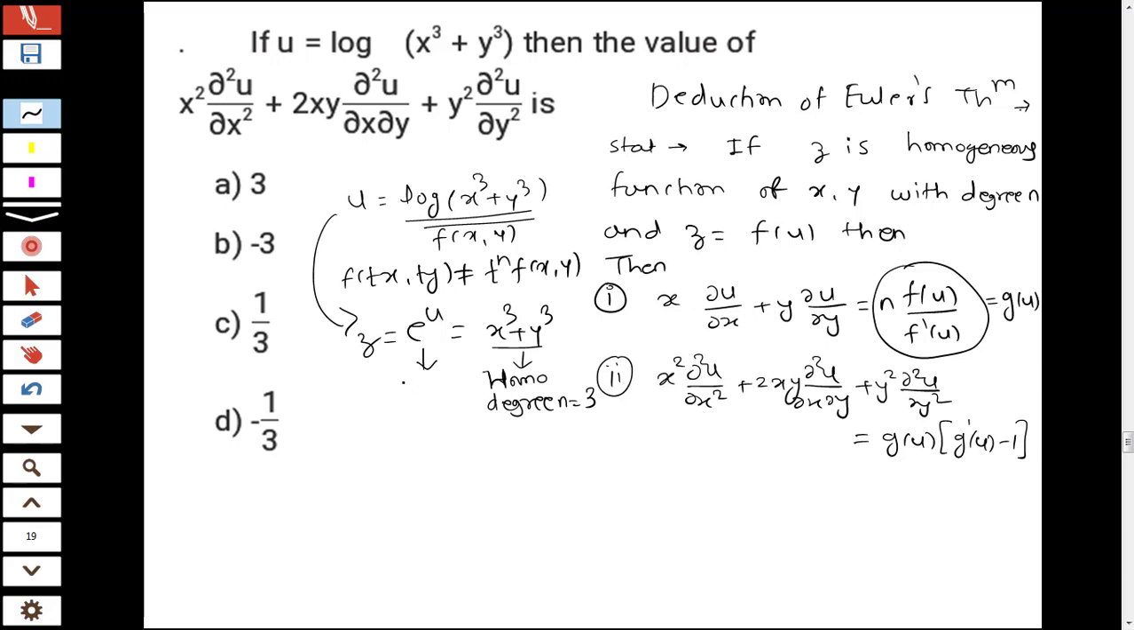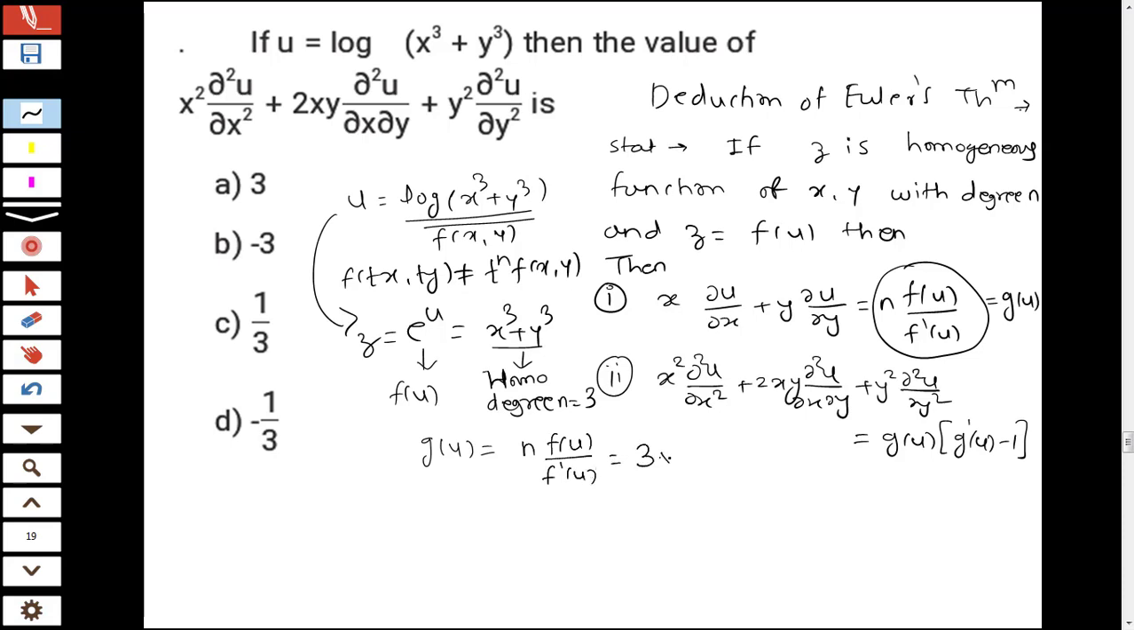And also that z is in terms of u. So it comes in the format of this reduction of Euler's theorem, or you may say second Euler's theorem. So by that, x square ∂²u/∂x² plus 2xy ∂²u/∂x∂y plus y square ∂²u/∂y² will be equal to this. But for that, we have to first of all find out g of u. Now what is that g of u? g of u is n into f of u upon f dash of u.